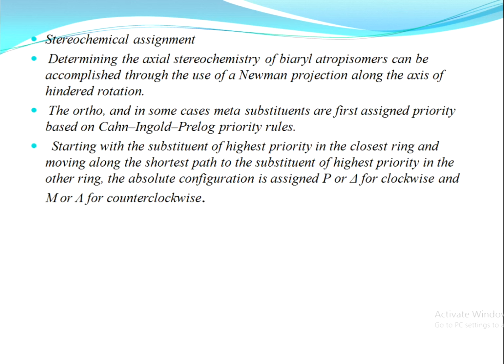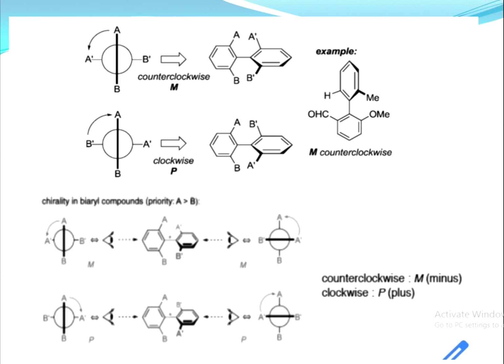Then the stereochemical assignment of biphenyls. See, this is the figure. We determine the stereochemistry of biaryl atropisomers by the use of Newman projection. Using this Newman projection, we can explain the stereochemistry of these atropisomers. The ortho substituents are considered, and in some cases meta substituents are first assigned. This is due to the Cahn-Ingold-Prelog priority rules, which we have already discussed in our first chapter.